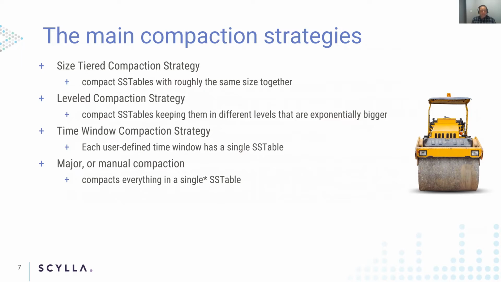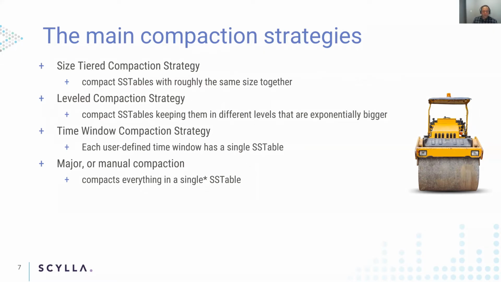The level compaction strategy is a little bit different. It doesn't take into account the size of SSTables. It tries to reduce read amplification by keeping SSTables in a disjoint set in various levels. We're not going to be talking too much in details about level compaction strategy today.